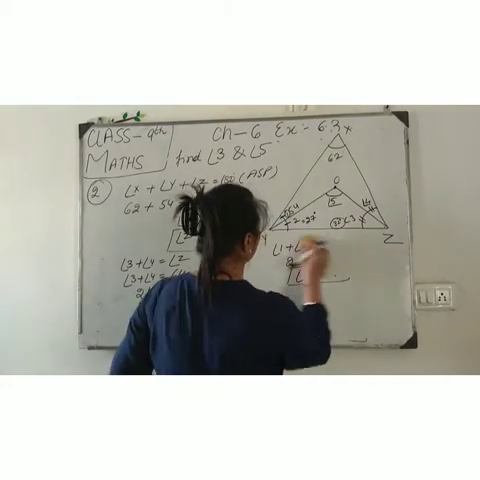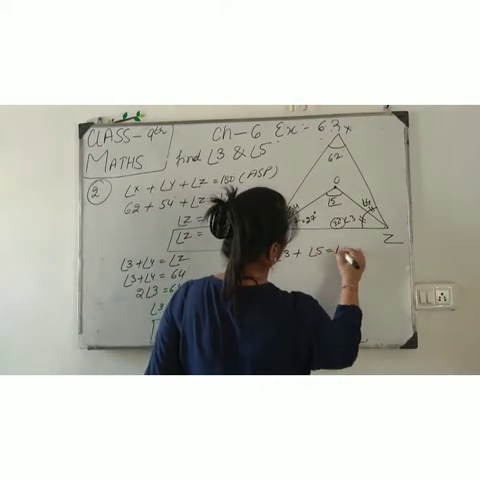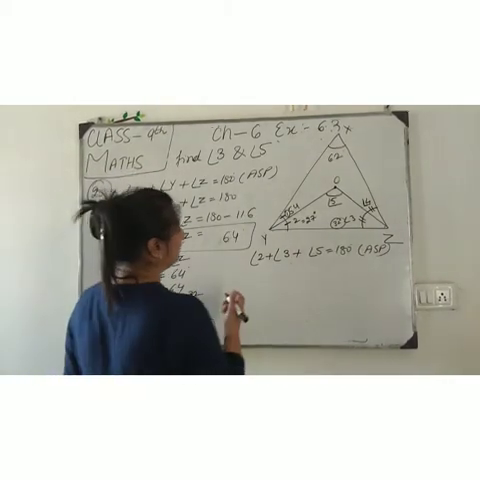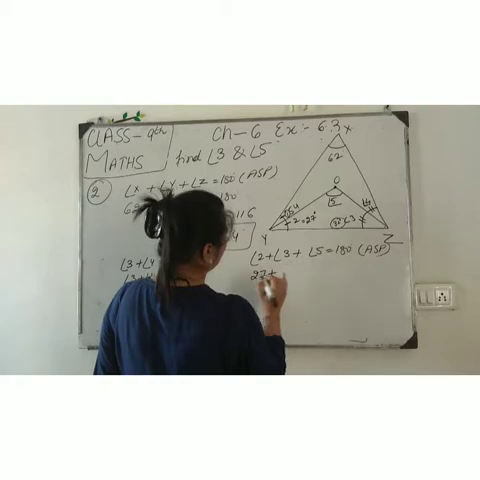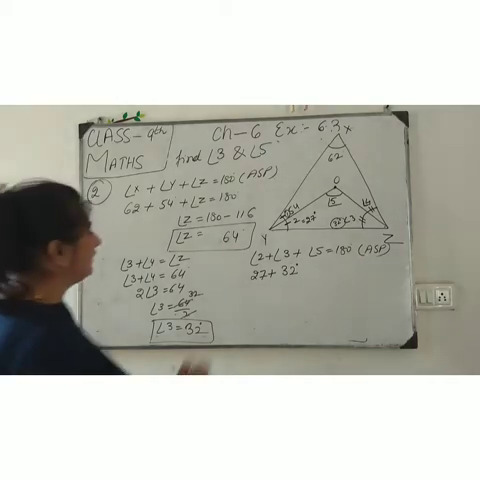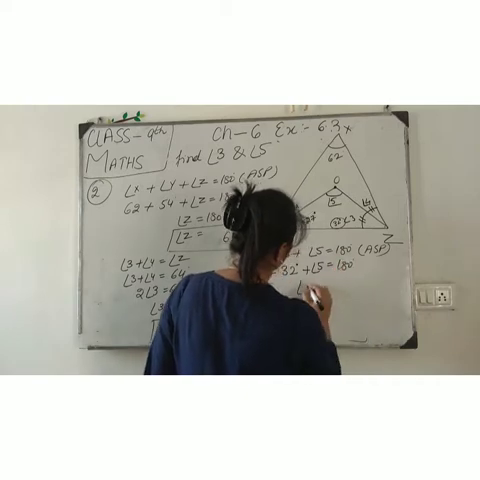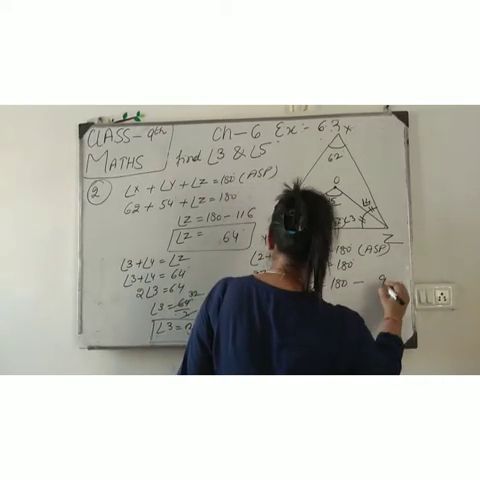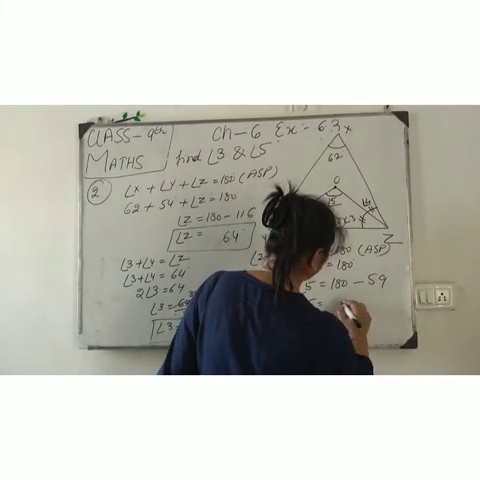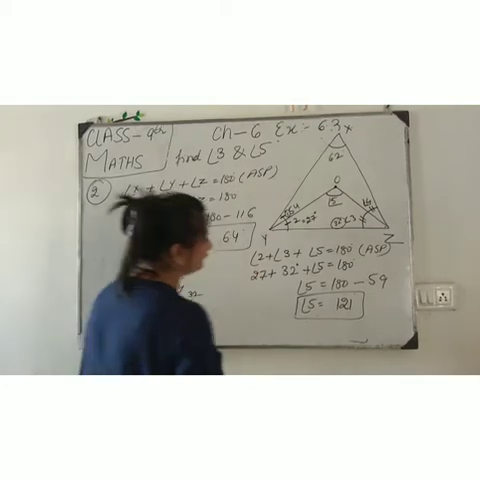And how to find the value of angle 5? Angle 2 plus angle 3 plus angle 5 equal to 180 degree. Reason: angle sum property. The value of angle 2 is 27, and the value of angle 3 is 32, because here I find the value of angle 2, half of 64 is 32. So 27 plus 32 plus angle 5 equal to 180 degree. Angle 5 equal to 180 minus 59. So the value of angle 5 is 121.